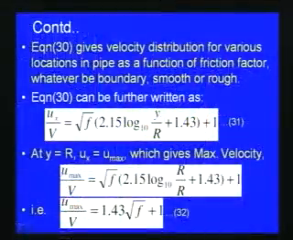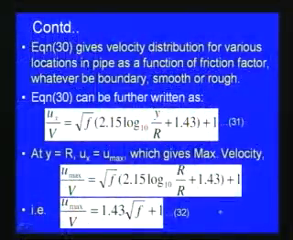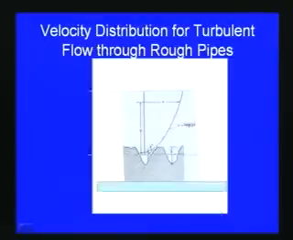This expression is important, since it gives a relation between the maximum velocity, the average velocity and the friction factor of the pipe. So for turbulent flow in a pipe, equation number 32 is an important expression, giving a relation between u max by V and the friction factor f.